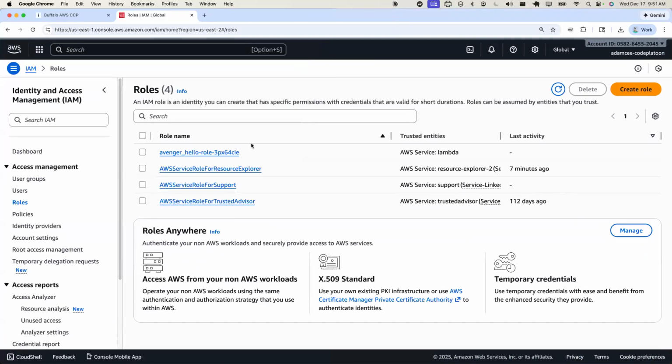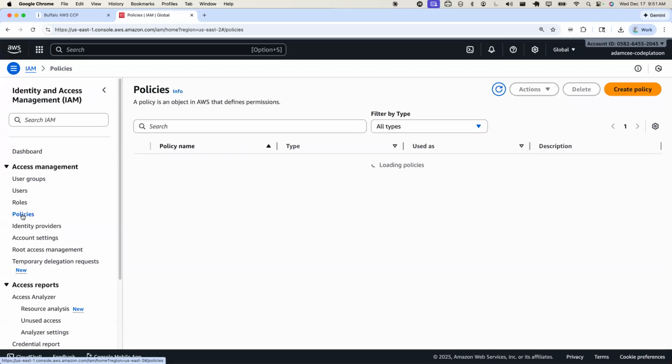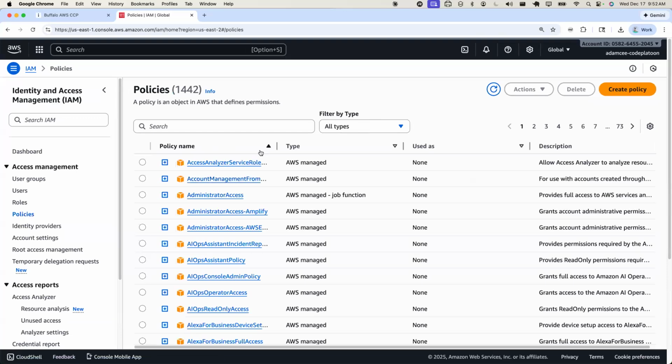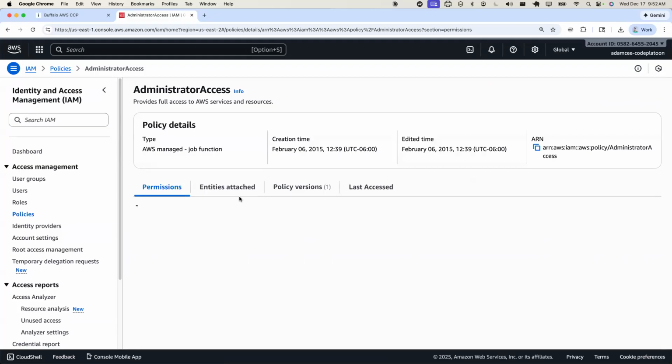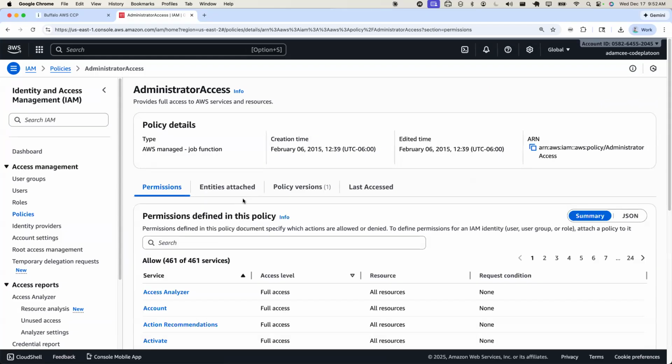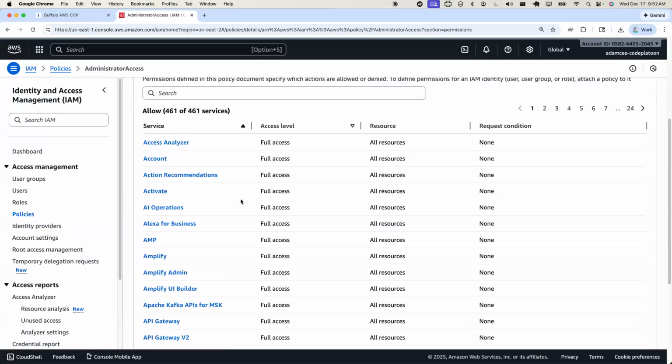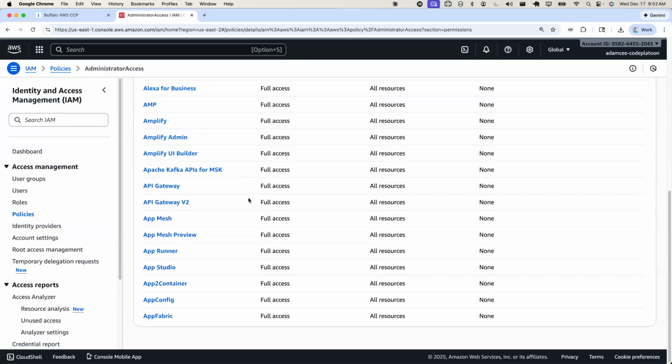But we can see here we've created some temporary roles. Like here's a hello role from Avenger. Policies, so this is the guts of it. We can create custom policies, but as you can see, these policies go from very broad to really granular, and these are created by AWS automatically. So for instance, here's an administrator access policy, and it has a massive list of permissions of all the different things that it can do.